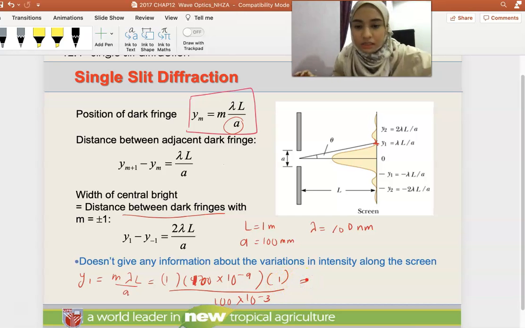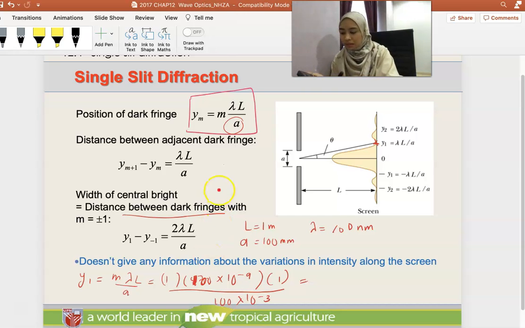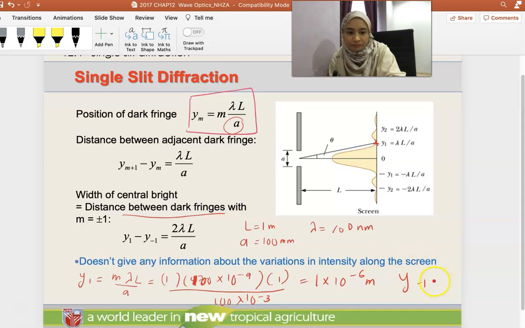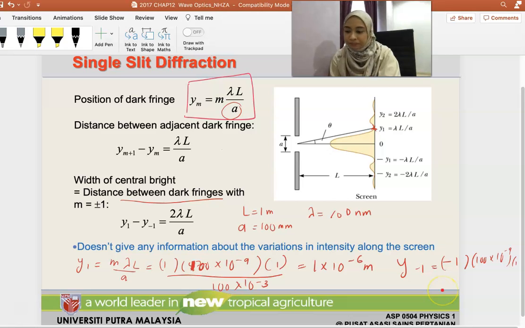So for my answer, choose my calculator: 100 times 10 to the minus 9 divided by 100 times 10 to the minus 3. That's going to give me 1 micrometer, sorry, 1 times 10 to the minus 6. So that is y1. What about y minus 1? What's the answer for that? Minus 1, 100 times 10 to the minus 9 times 1. Do you get the idea?